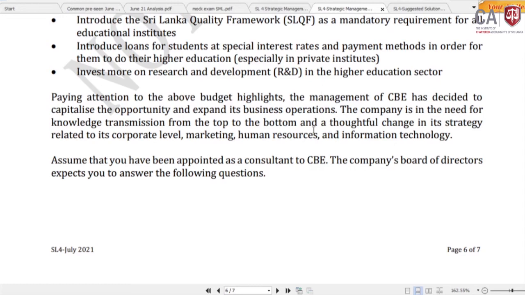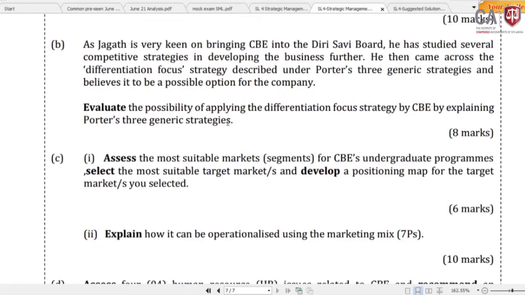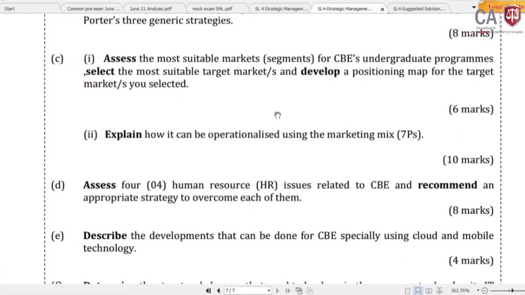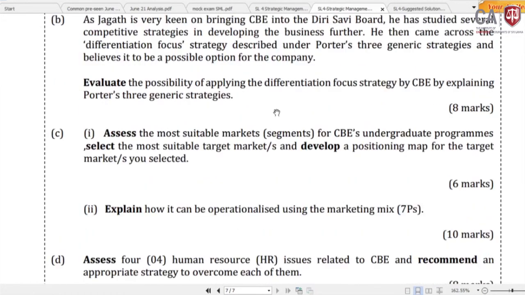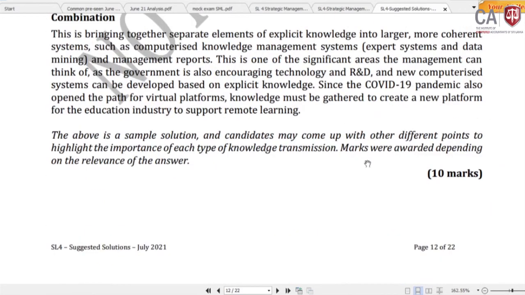So therefore, what is recommended by Jagat is correct. It is better to use the differentiation focus strategy. The first two are not practical at all, right. Then the third one, the focus strategy, cost focus is not practical for this organization. So therefore, it is recommended to use the differentiation focus strategy for this particular organization, right. We will check what the examiner says on this.